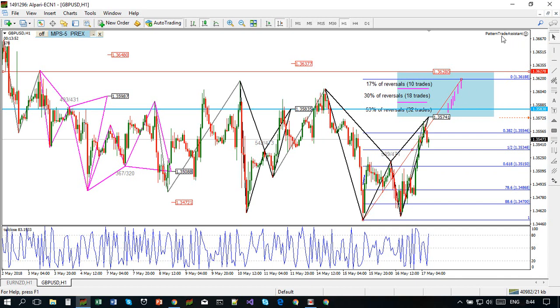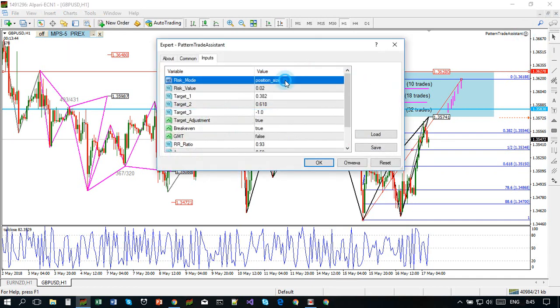Okay, absolutely for free. The Pattern Trade Assistant is given for free to my MPS customers. So you can go to settings and choose your position size. I'm using fixed position size 0.02, but you can use fixed money position size. For example, let's say $100 on each and every trade, regardless of the stop loss size, or for example percentage, 1% on each and every trade, regardless of the stop loss size, or Kelly percentage.